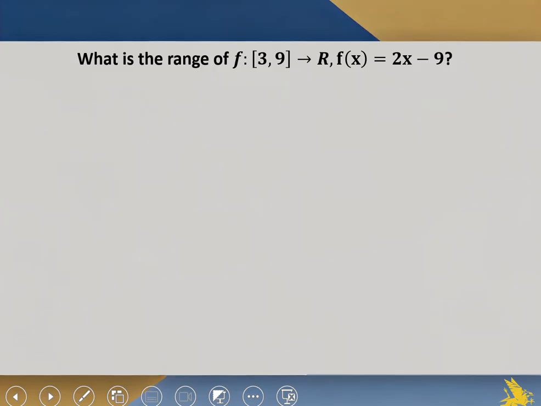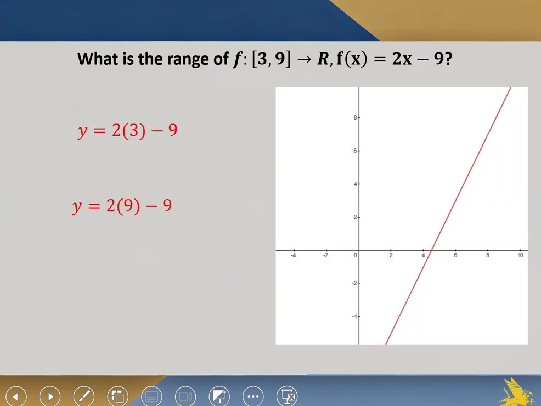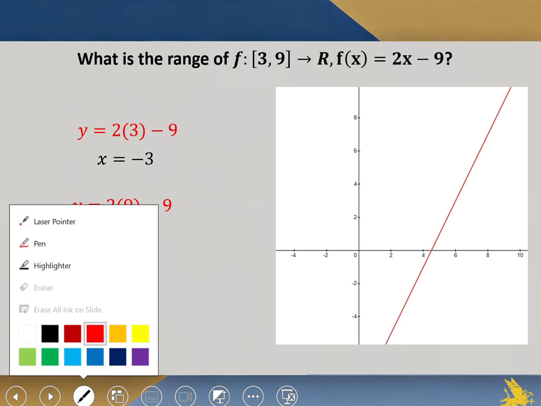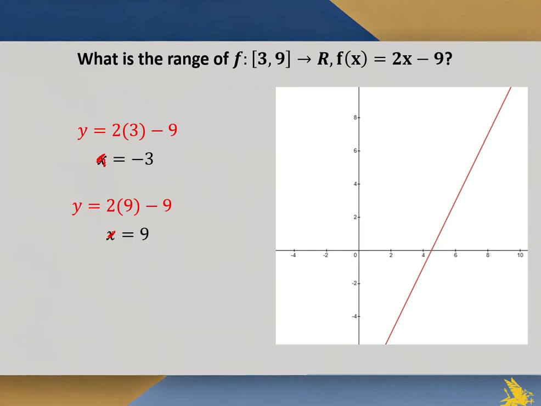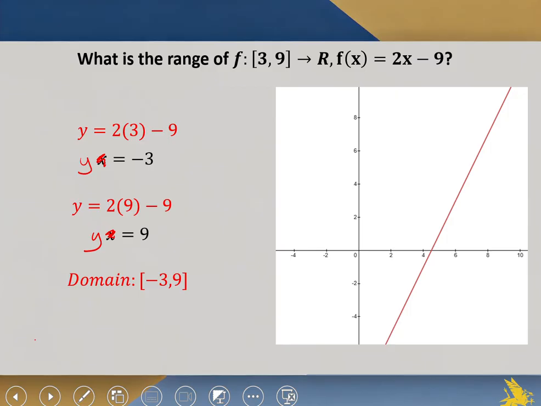So I'm going to start off with my equations again, but this time I've just substituted the 3 and 9 into x to find my y. So I get -3 and I get 9. So that tells me my range. Oops, there should be y is equal to -3 and y is equal to 9. So that tells me my range is going to be -3.